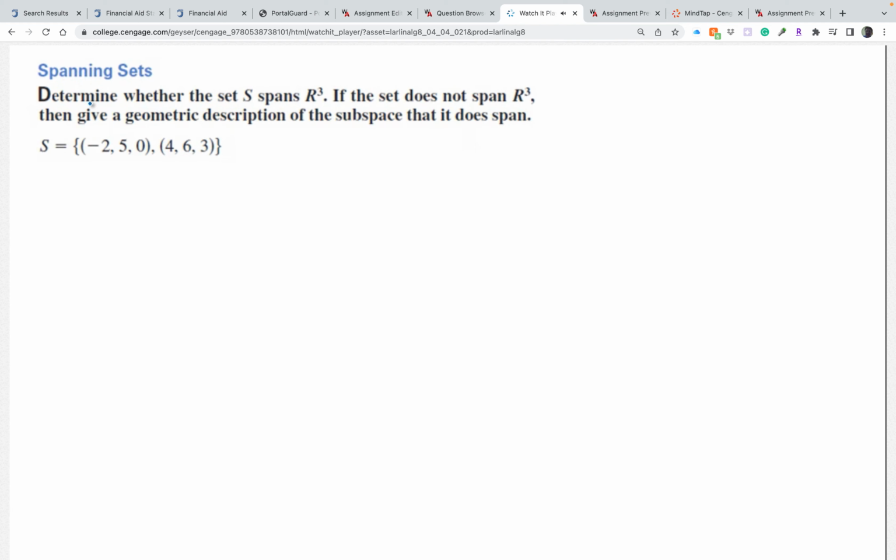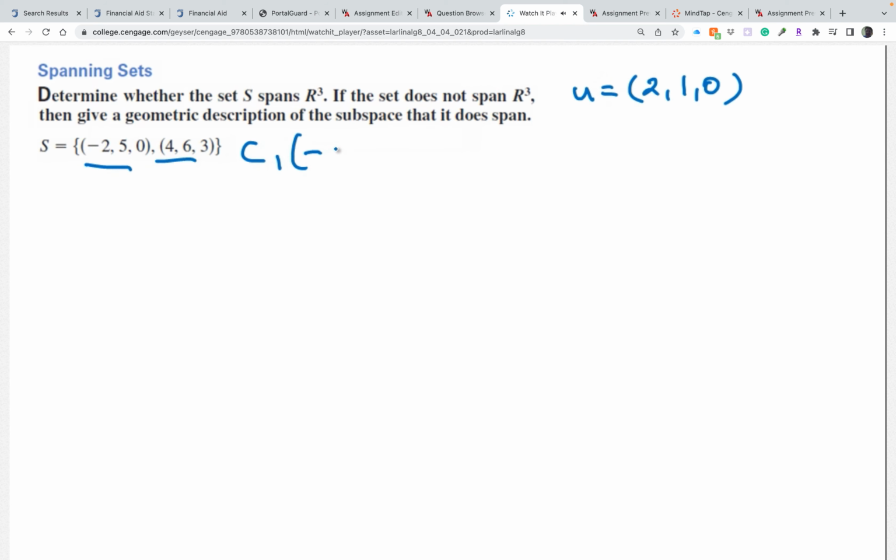Spanning sets. Determine whether the set S spans R3. If the set does not span R3, then give a geometric description of the subspace that it does span. So we have this set S consisting of the vectors -2, 5, 0 and 4, 6, 3. If this set spans R3, then we should be able to create any vector in R3 from these two vectors. So we could choose a vector, we'll call it U, equal to 2, 1, 0.